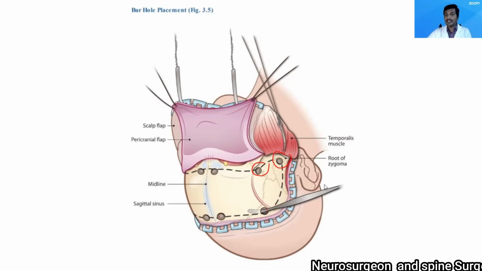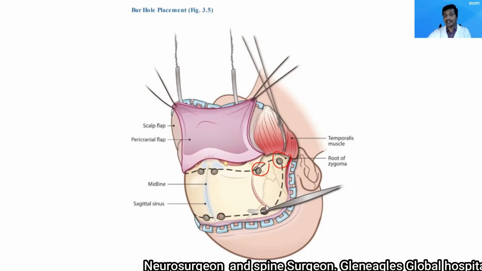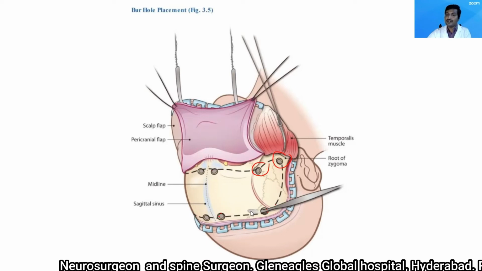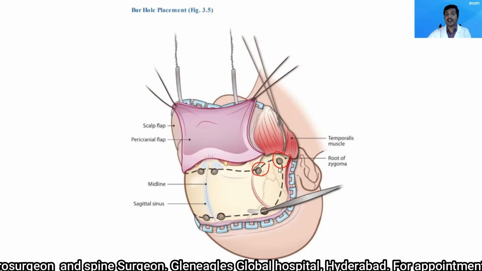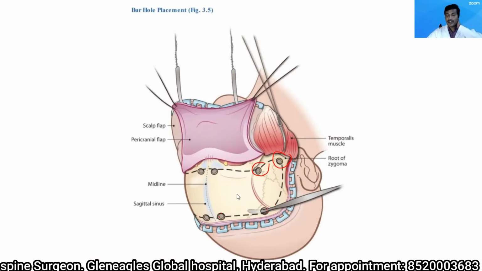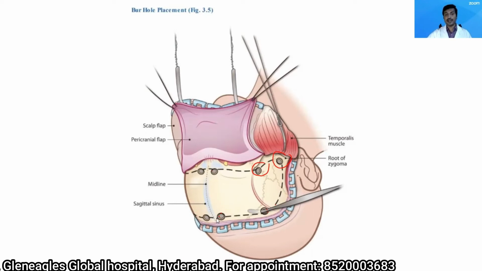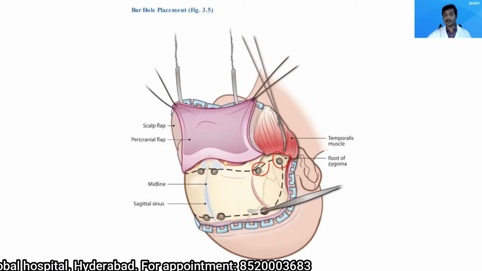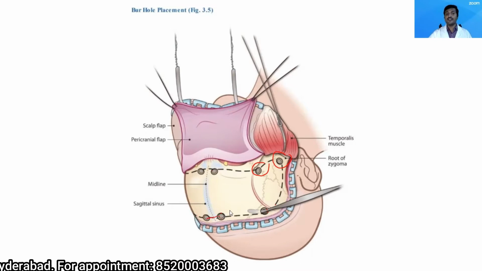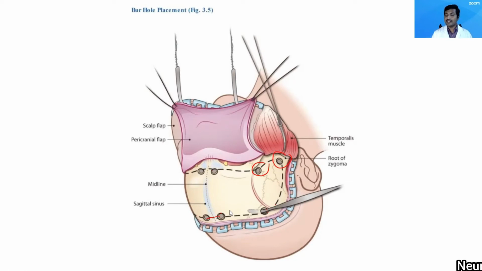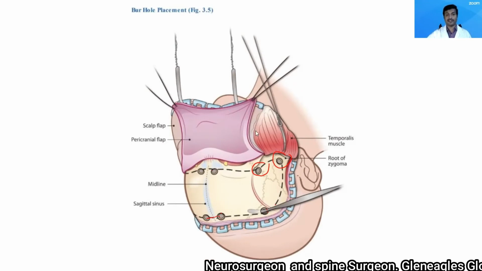Then using a Penfield dissector, separate the dura mater at the level of the burrholes and also beyond the burrholes as far as possible. When you are separating the dura mater in between these two paramedian burrholes, you should be very careful, because if the dissector enters into the superior sagittal sinus, it may cause terrible, catastrophic bleeding.